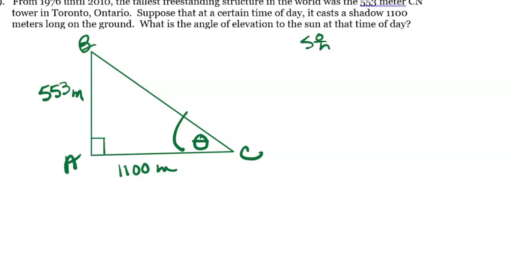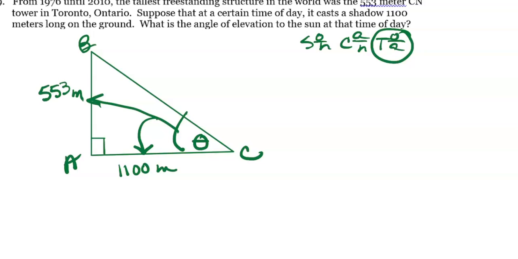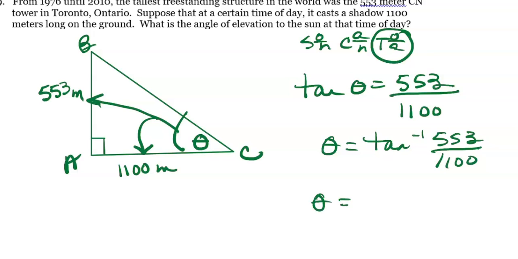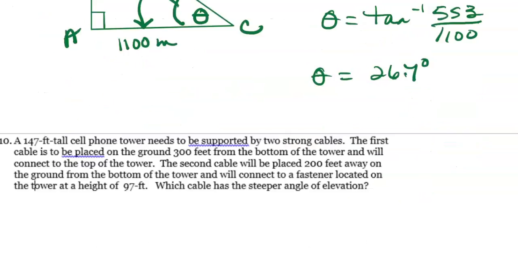what do I have? Well, I'm always going to write down SOHCAHTOA so I have it right in front of me. So I have the opposite and I have the adjacent. Since I have those two, I can use inverse tan to get my missing angle. So the tan of theta equals 553, which is opposite, over adjacent, which is 1100. And remember, you use your inverse tan when you want to get an angle. My calculator is in degrees, so I'll get an angle in degrees. My angle rounded to the nearest tenth is 26.7 degrees. So that's problem 9. We have a couple more to do.